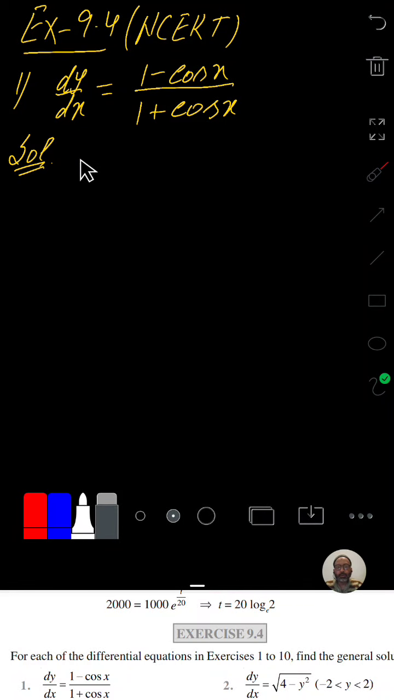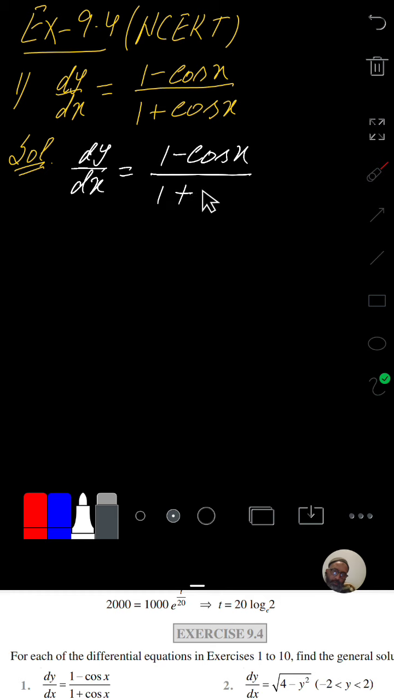Today we are going to discuss exercise 9.4. Question number 1 is find the solution of the given differential equation dy upon dx is equal to 1 minus cos x upon 1 plus cos x. Dy upon dx is equal to 1 minus cos x upon 1 plus cos x.